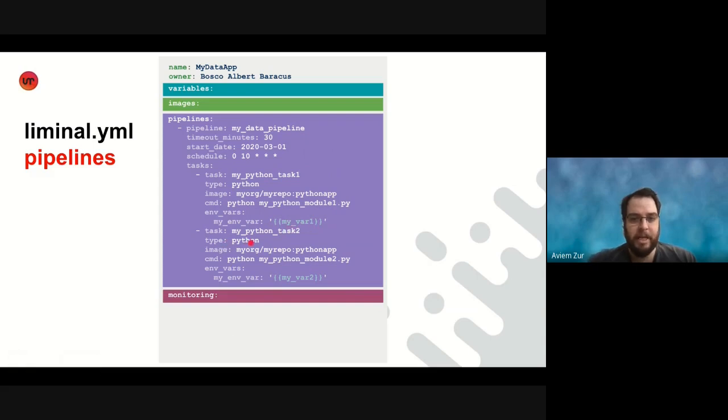Same with the second task here, myPython task 2. We run a Python file called myPython module2. And for the env var, myEnvVar, we pass the value of myvar2, which in the variable section is defined to be myval2. So simple as that, they can define a pipeline, which will be executed on the proper infrastructure, which we will talk about a bit later.